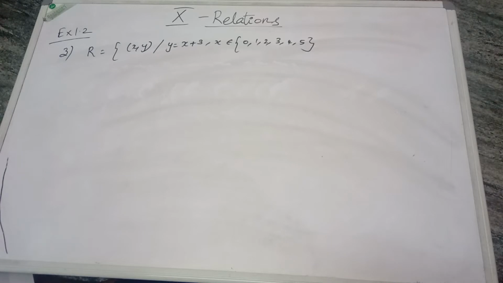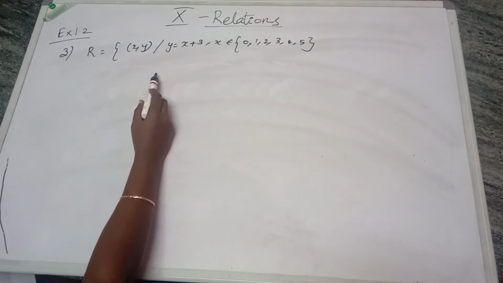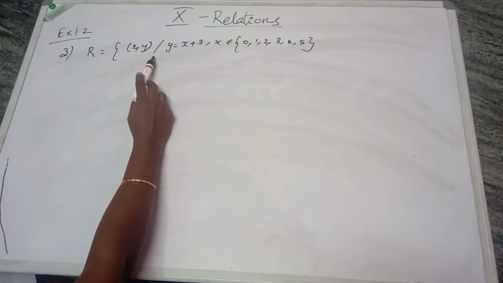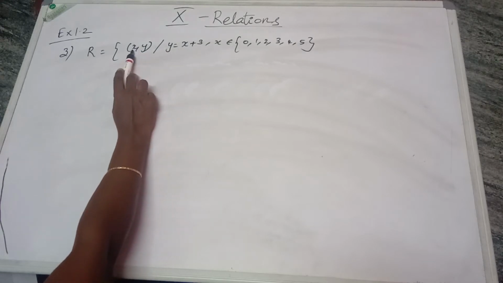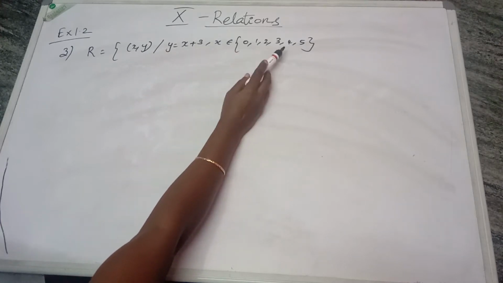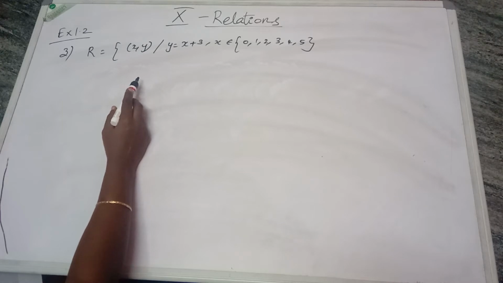See the third question. The relation R is given by the set of x comma y such that y is equal to x plus 3. If you add 3 to x, that is the first coordinate, you get the second coordinate. This x is in 0 to 5. They ask you to find the set of relation and the domain and range.